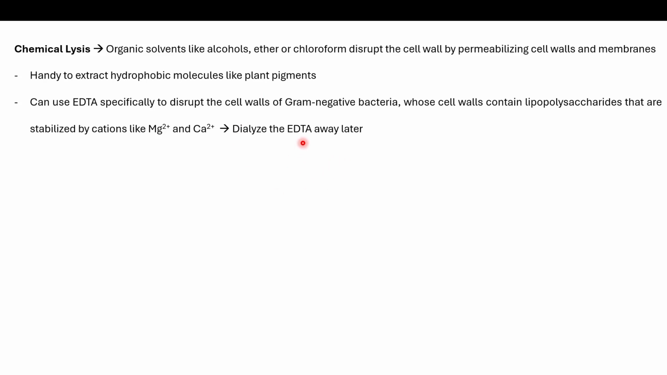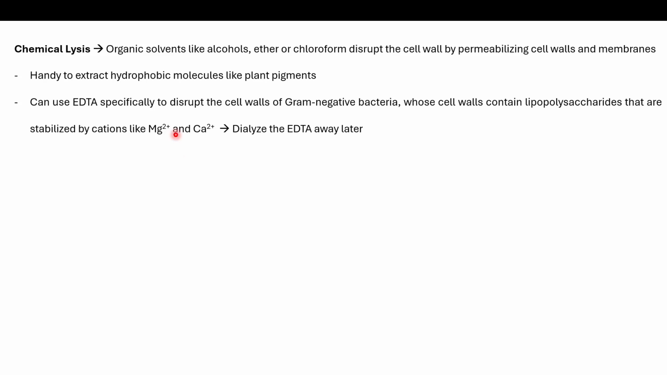And later it has to be dialyzed away. Mainly the EDTA has to be removed, because if you wish to purify protein, or purify nucleic acids, or purify ribosomes, these cations are very important in maintaining the complete functional structure of a macromolecule, right? Even for proteins or nucleic acids or a ribosome.